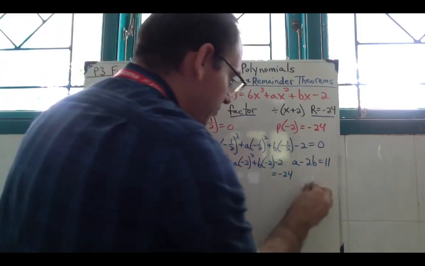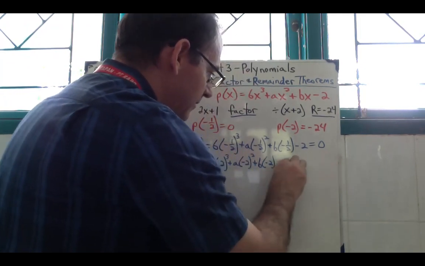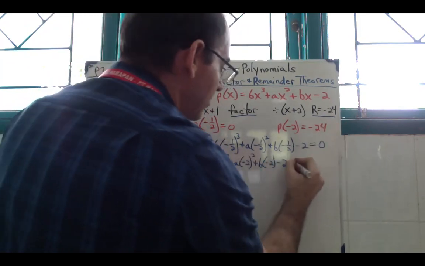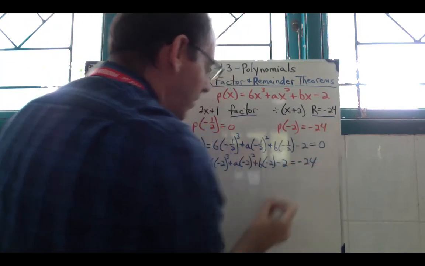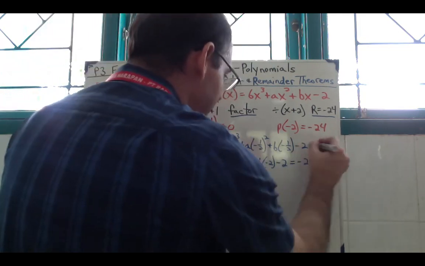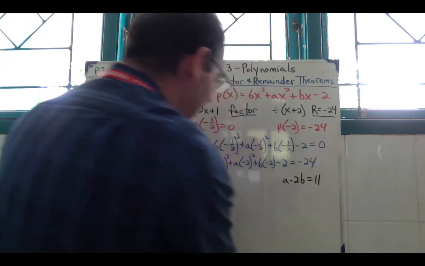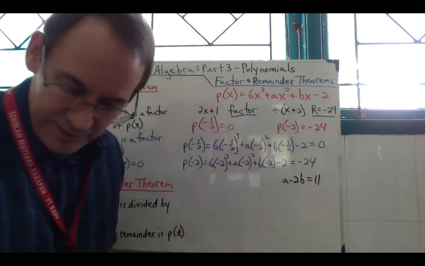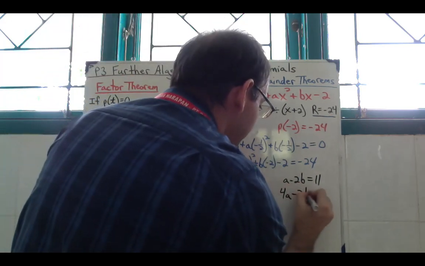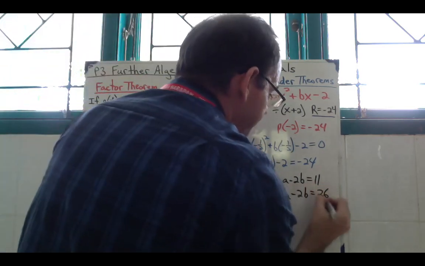Maybe I should move this one here. We move this out of the way so it's not so crowded. Minus 2. This one is going to equal negative 24. And so the two equations that we get: from the top one, we get a minus 2b equals 11. From the bottom one, when you work that one out, you get 4a minus 2b equals 26.